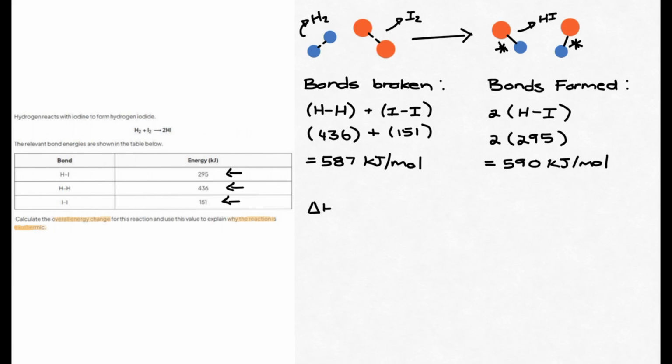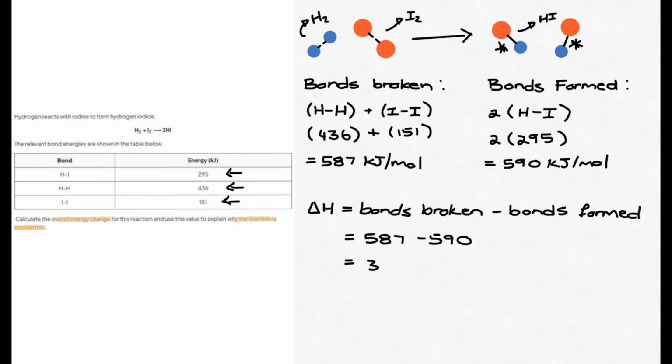We'll then calculate the enthalpy change. So this is the bonds broken minus the bonds formed. So here we'll say 587 minus 590 and we'll get our answer as negative 3 kilojoules per mole. This means because the change in enthalpy is negative, the overall reaction will be exothermic. Let's have a look at another example.